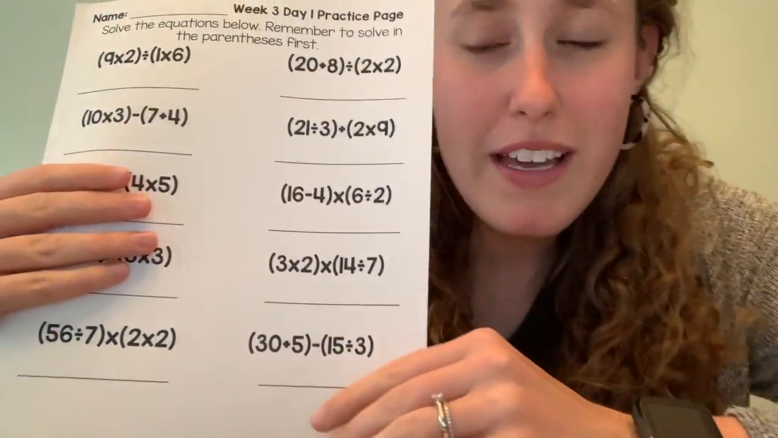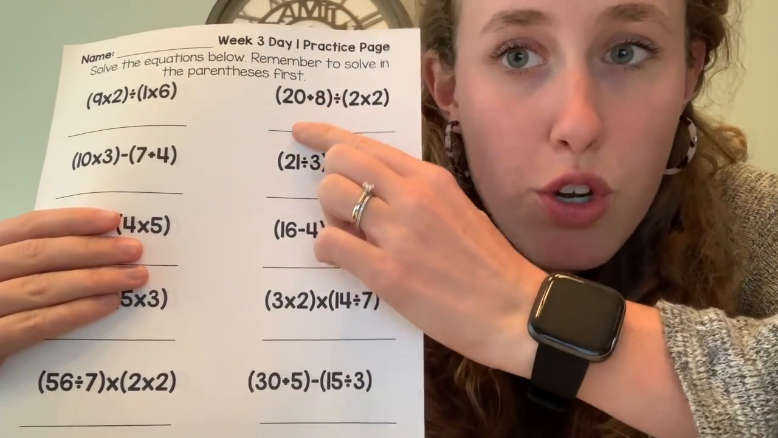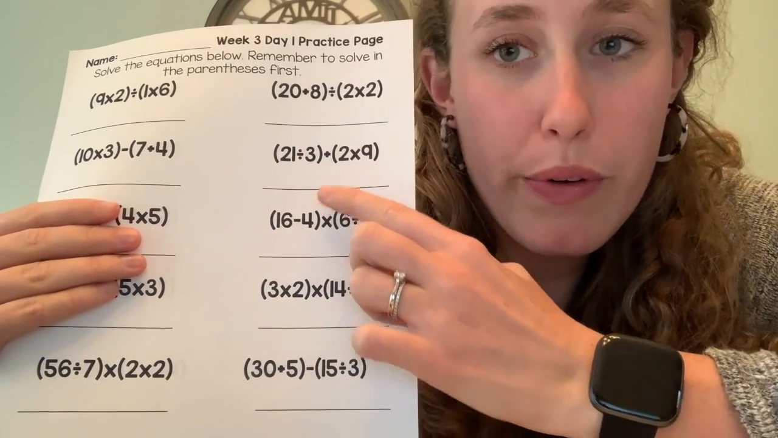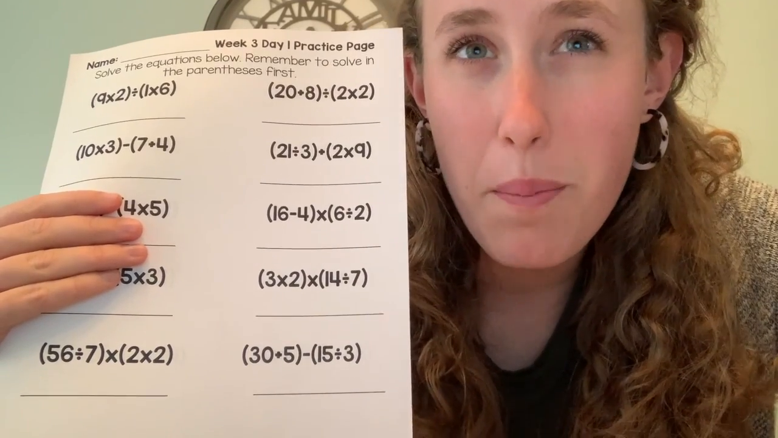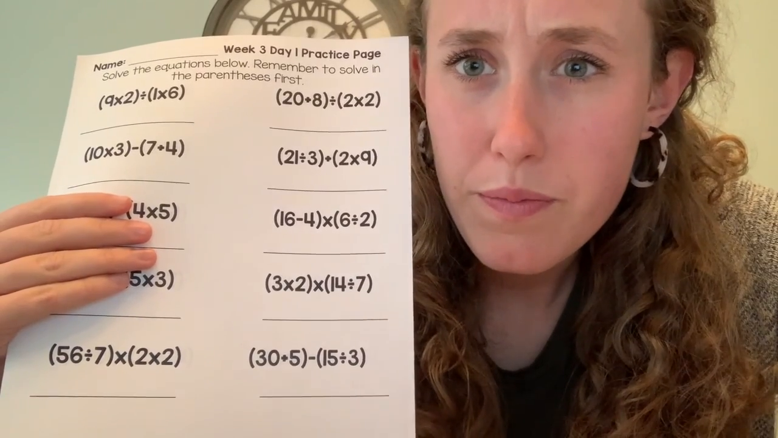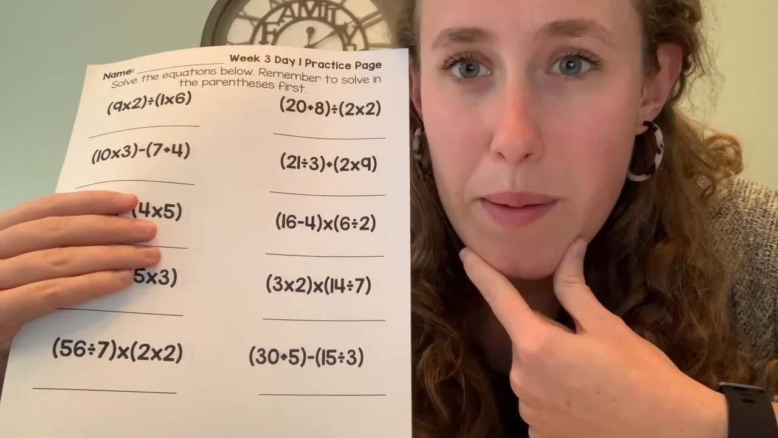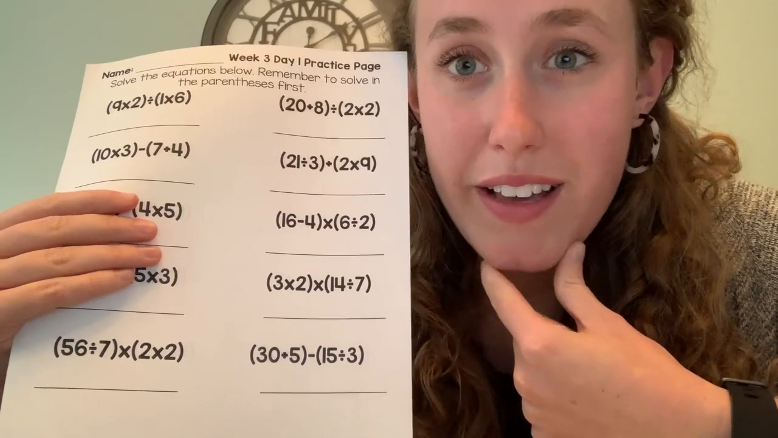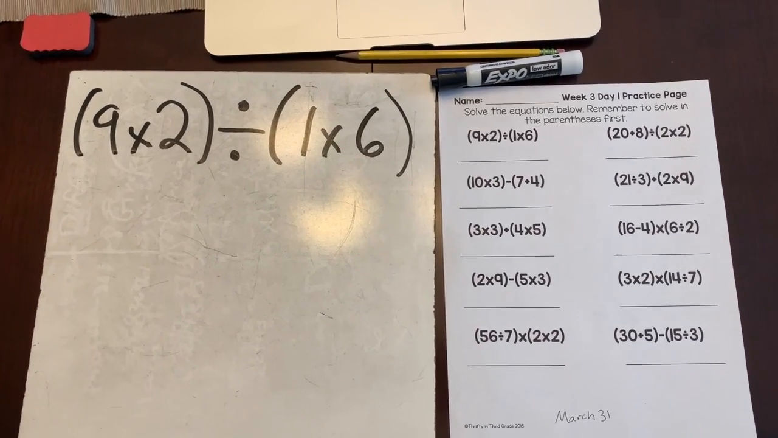While we're looking at this page, I want to point out something that should look really similar to what we did yesterday. Notice how there are parentheses in every problem. Remember that parentheses are bossy and they want to go first. But what do we do when there are two sets of parentheses? Take a minute and think about that question before moving on to the next part of this video. What do we do when our equation has two sets of parentheses?